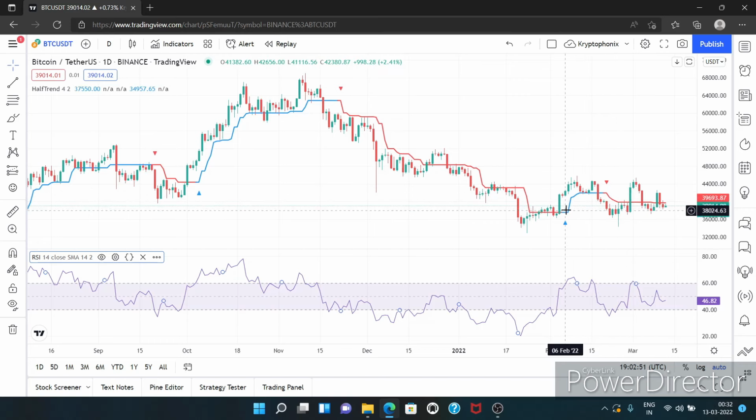But if we go a little back, this point over here gives a buy signal given by the Halftrend indicator, and the RSI is between the 60 and 40 mark. What is observed is an up move, and that's a good up move.